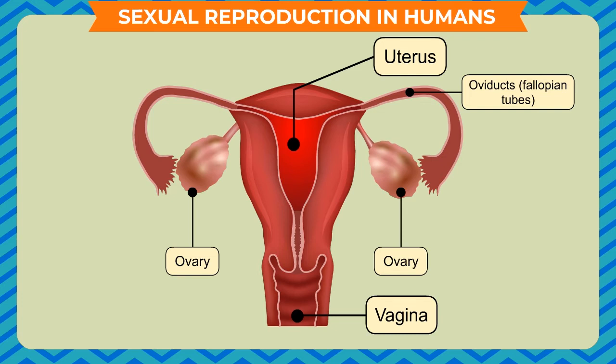Vagina. Vagina is a wide muscular tube into which the uterus finds its way. Females attain sexual maturity at 11-12 years. At this age, they start producing ovum. The female reproductive system is shown below.